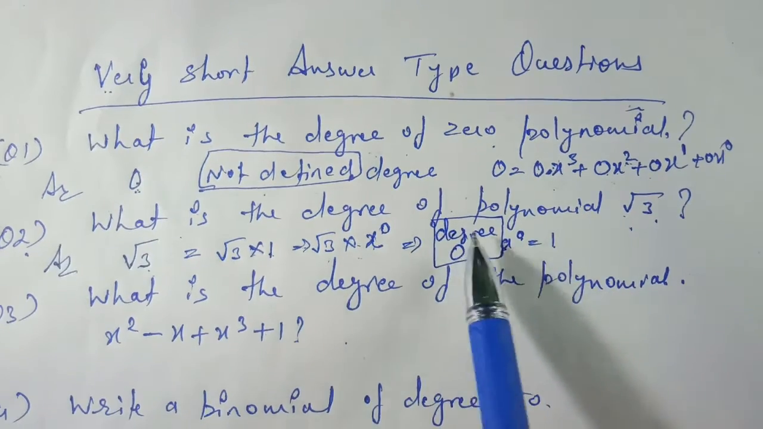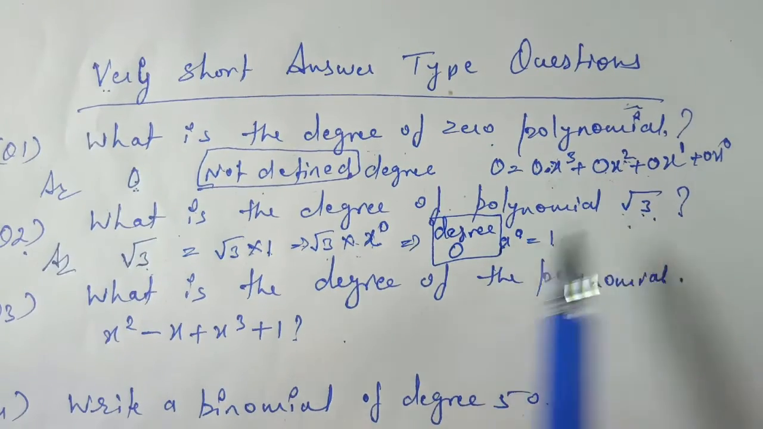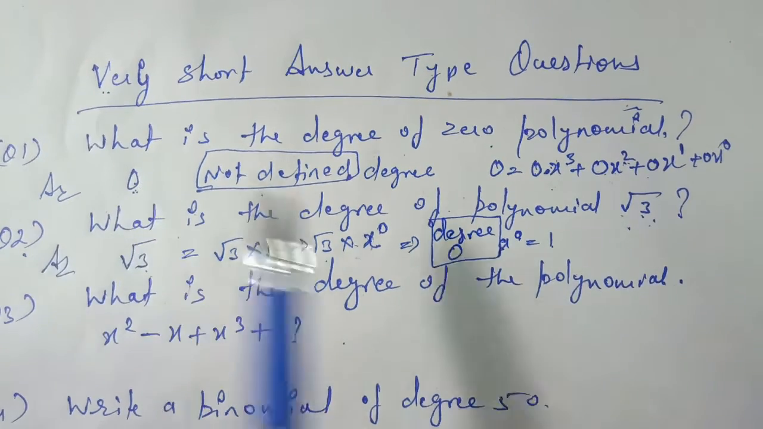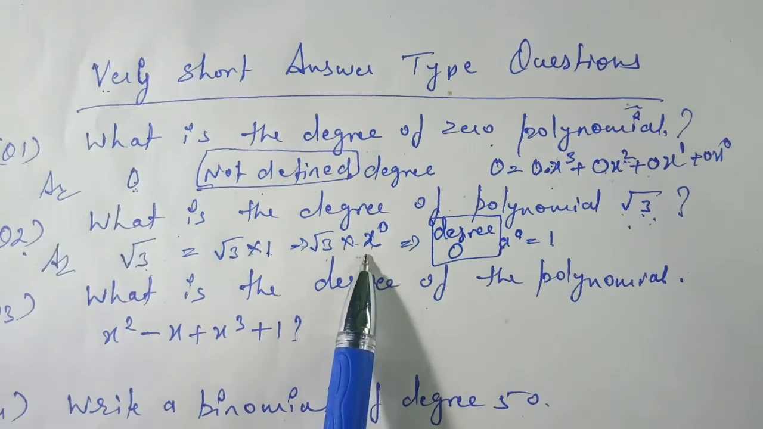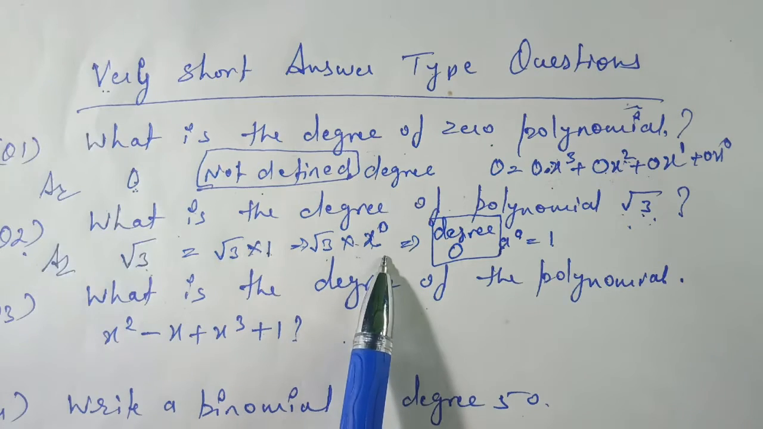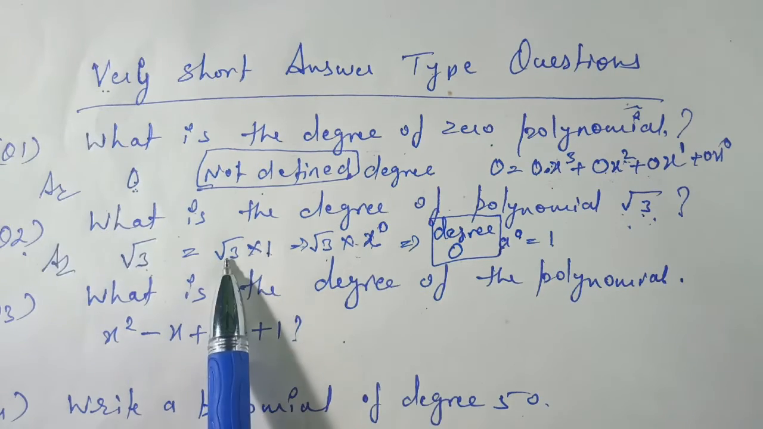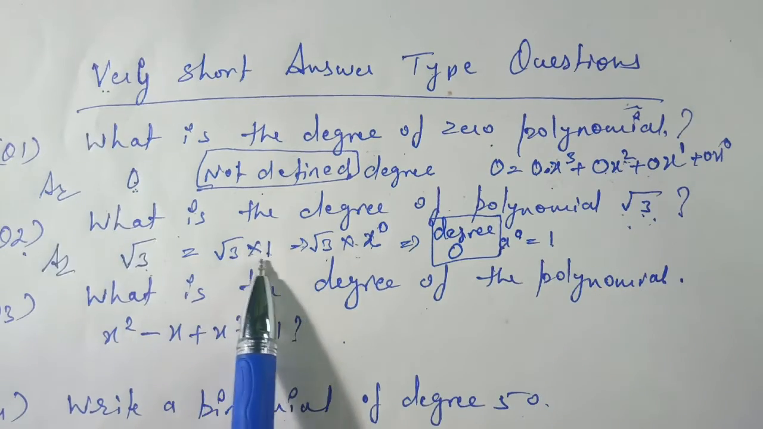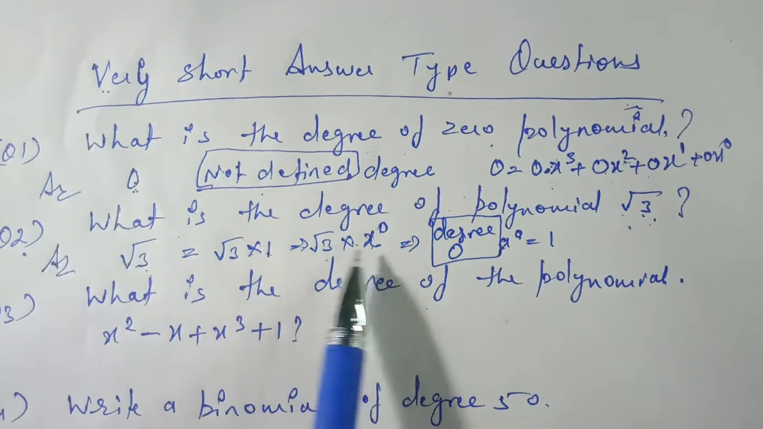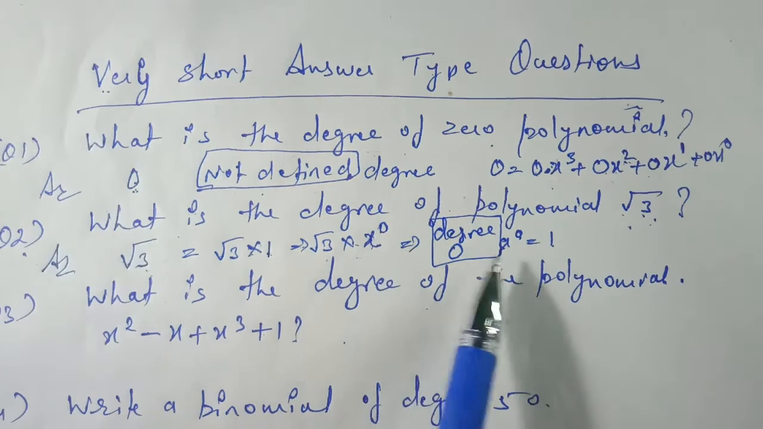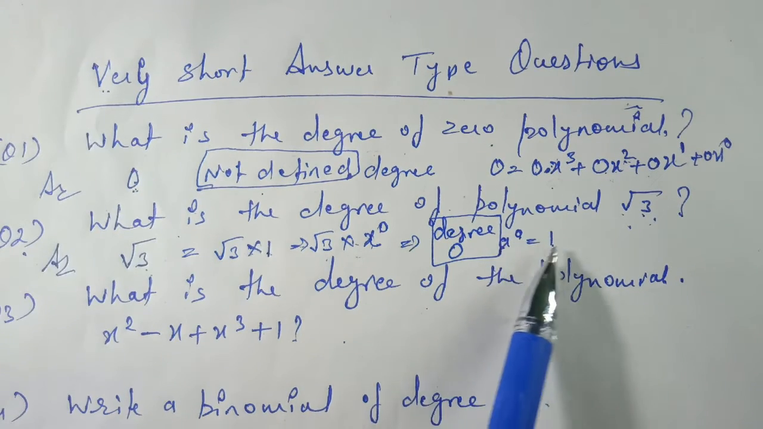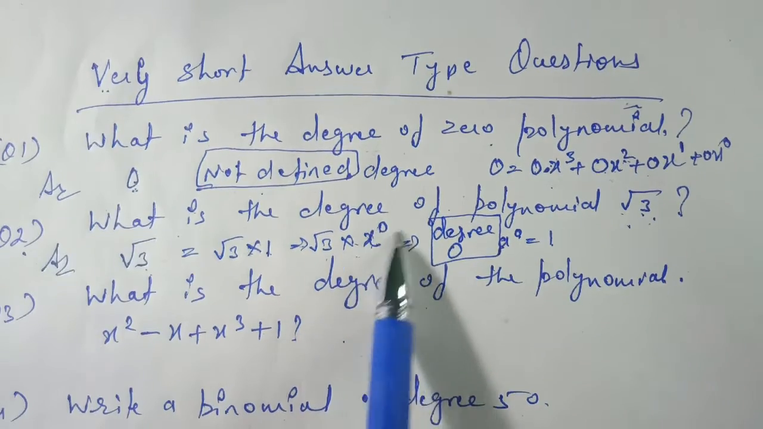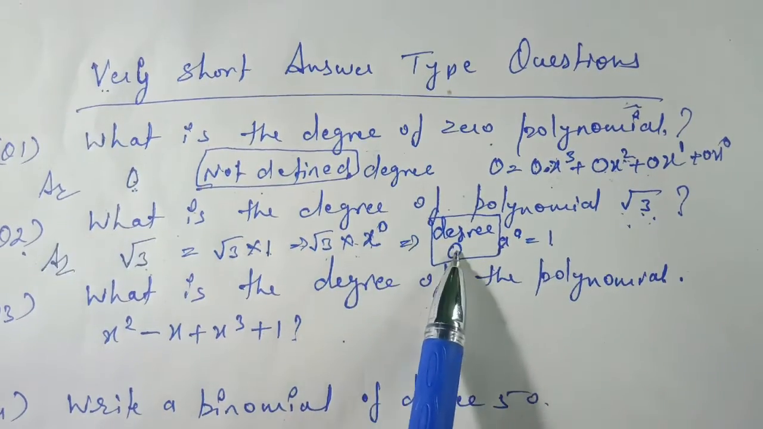So whenever you have any constant number as a polynomial other than 0, the degree will always be 0. Why 0? Because it is formed by using the laws of exponents. We can write root 3 as root 3 into 1, and in place of 1 we can write x raised to the power 0, because a raised to the power 0 is equal to 1. So here we can decide the degree: the highest power that can be taken is 0.